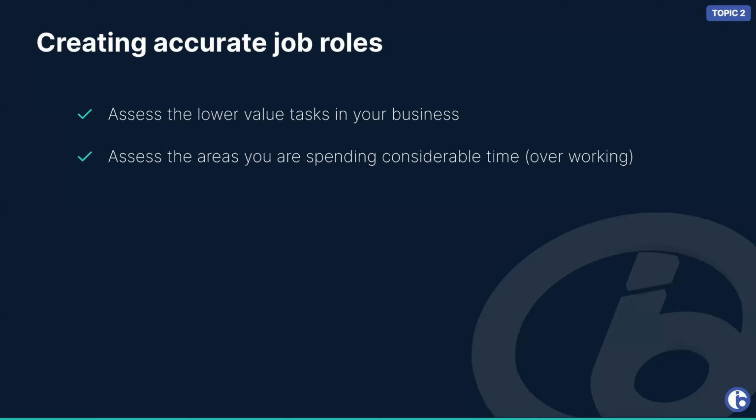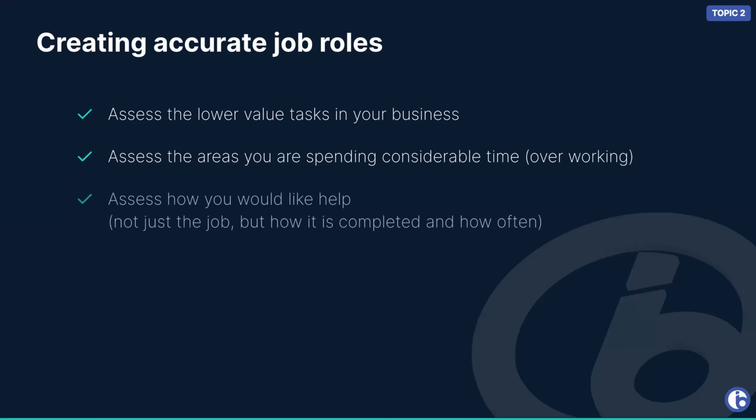Now this will come from your regular task diary that we discussed in topic number 1. Number 2, assess the areas you're spending considerable time on, overworking. Number 3, assess how you would like help. Now, this might seem like the obvious question, but we not only need to figure out what someone is going to be doing for us. So maybe someone's going to be taking care of our social media, fine. Maybe they're going to be organizing files, fine. They're going to be creating videos or content, whatever, fine. But we can't just think about the job itself. We need to also consider how the job is going to be completed and how often it's going to be done. So when I say this, it essentially means, well, what are your expectations of them?